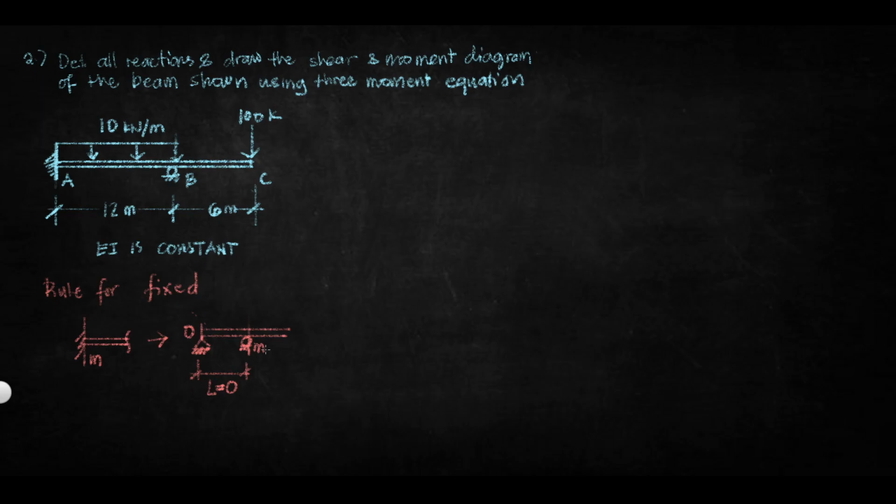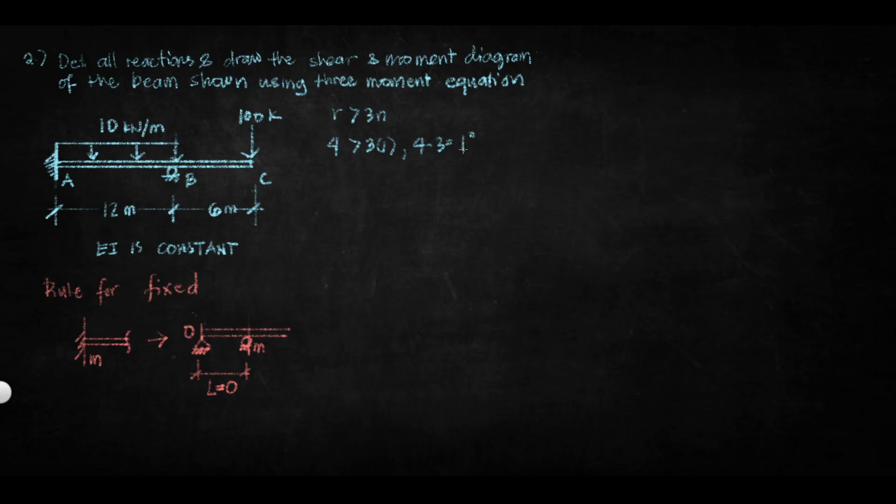Before we start solving, we need to check first if it is really an indeterminate beam, because we cannot use the geometry equation if it is not. To do that, we have the formula: R must be greater than 3n for it to be indeterminate. How many reactions do we have? Fixed support is 3, roller support is 1, so we have 4. How many members do we have? We only have 1 member. So 4 is greater than 3n. The degree of indeterminacy is 4 minus 3, which is equal to 1 degree.